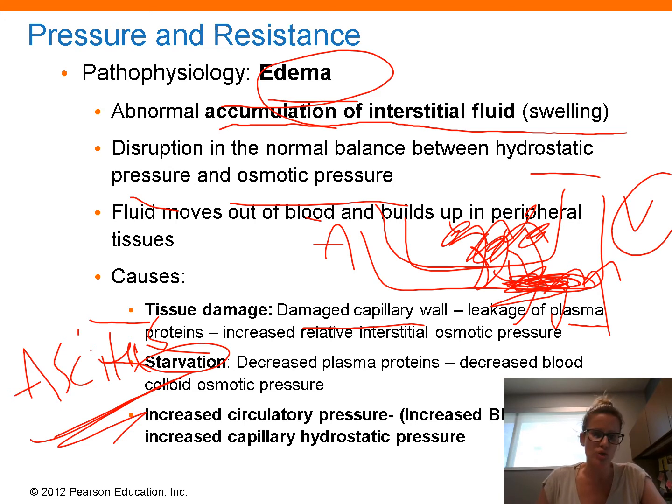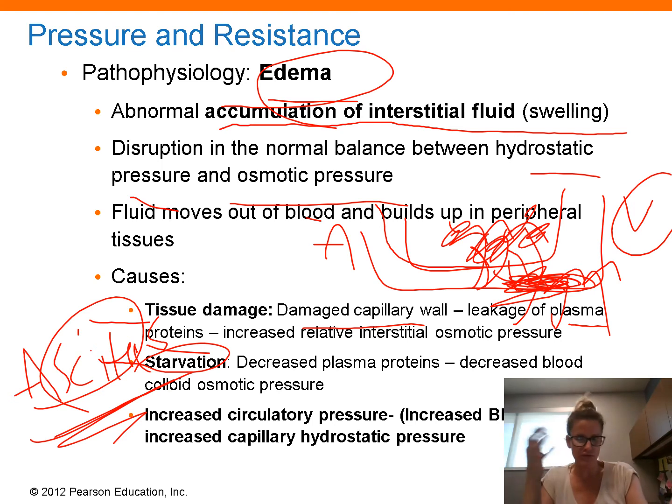Ascites can also occur in patients who have liver failure. If you have liver failure, you cannot produce plasma proteins, right? That's another reason why fluid would accumulate. You can't produce the plasma proteins because the liver itself is failing. Those patients frequently have ascites as well.